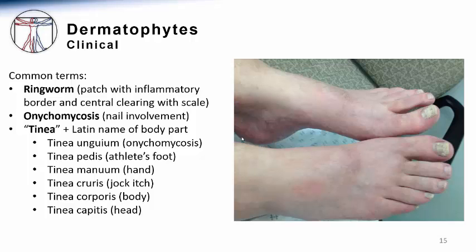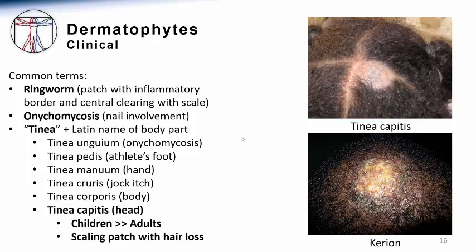A patient with dermatophyte infection involving the inguinal region and the inner aspect of the thigh has tinea cruris, or jock itch, a condition that is almost exclusively observed in men. Dermatophyte infection of the thorax or abdomen is tinea corporis, or ringworm.